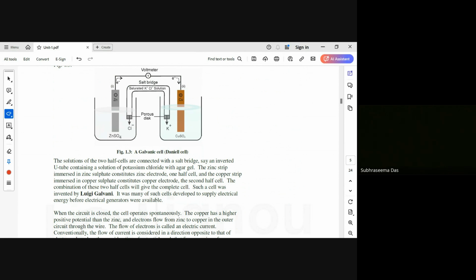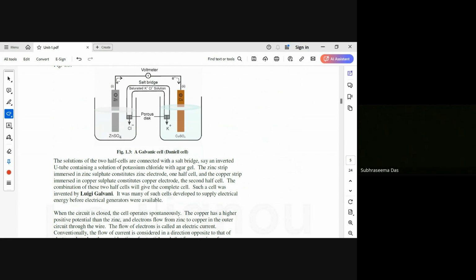As you can see, this is the salt bridge, which is the KCl solution, and it is in an inverted U shape, which connects both the half cells of the solution. The zinc electrode, on the other hand, is immersed in zinc sulfate solution, whereas the copper electrode on the right side is immersed in copper sulfate solution. This is the second half.